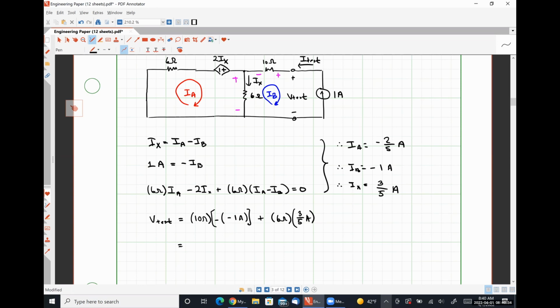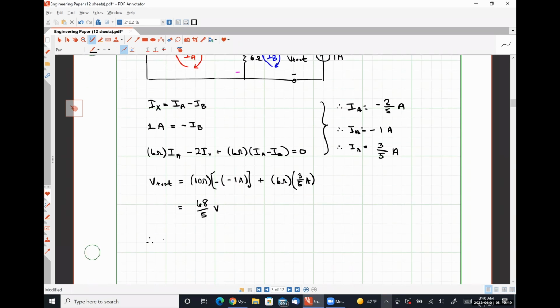10 times 1 is 10, plus 18 over 5, which is 6 times 3 over 5, is 68/5 of a volt. And from this, our Thevenin equivalent resistance is V test, 68/5 of a volt divided by 1 amp, which gives us 68/5.